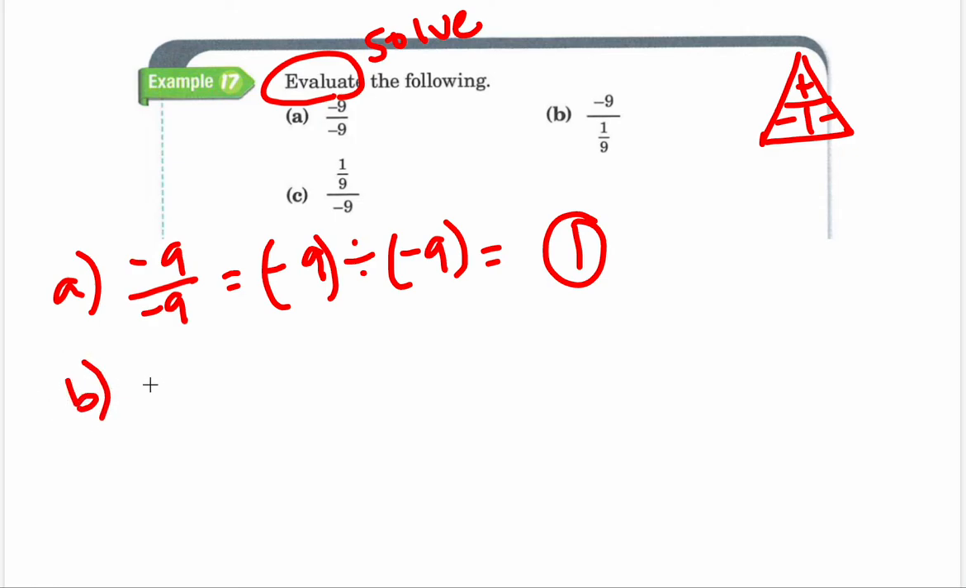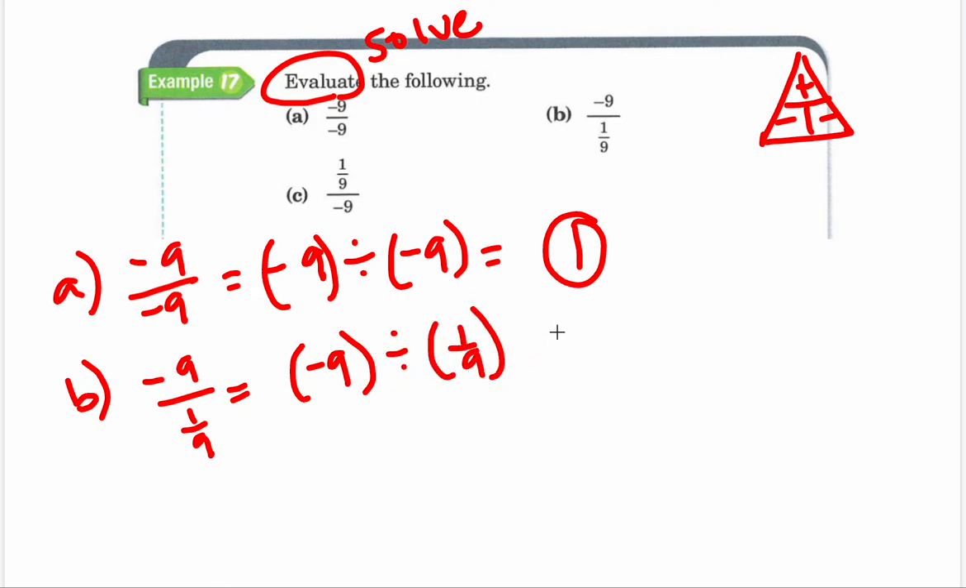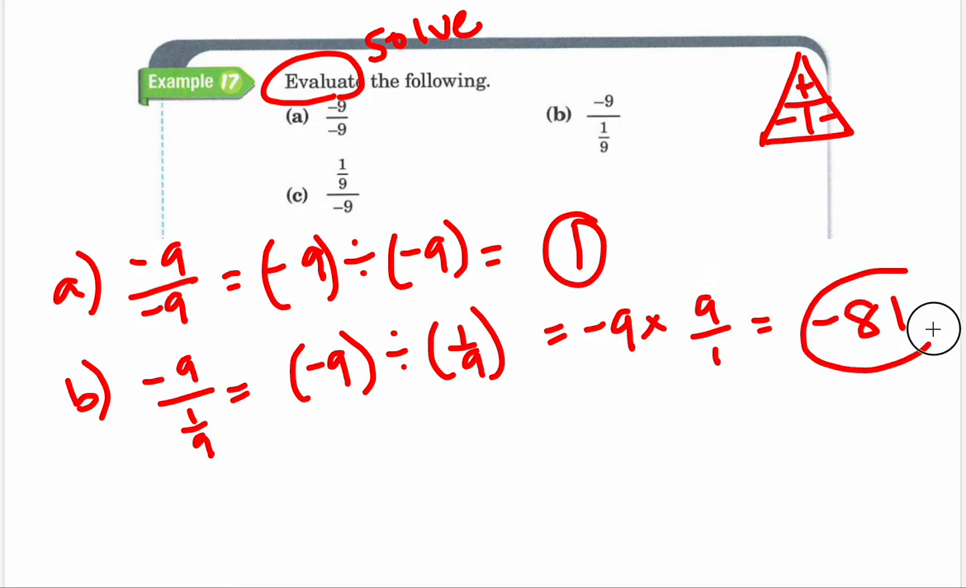Part B. -9 over 1/9. Remember, this is just a division problem, so this is really -9 divided by 1/9. Okay, so we're going to keep, we're going to change, and we're going to flip. Oh, hey, look at that. Ended up being -9 times 9. 9 times 9 is 81. Negative times positive is negative. So it's -81.